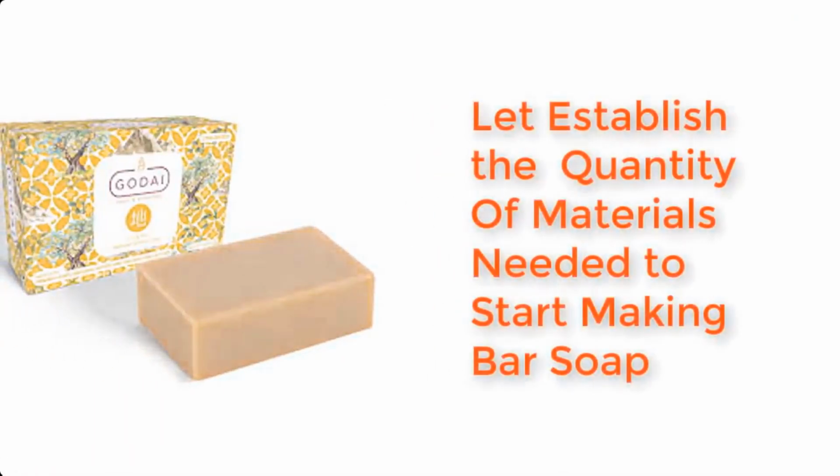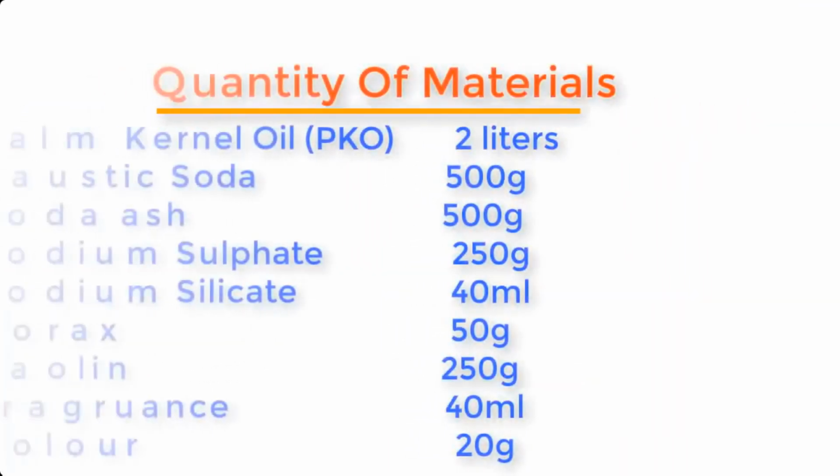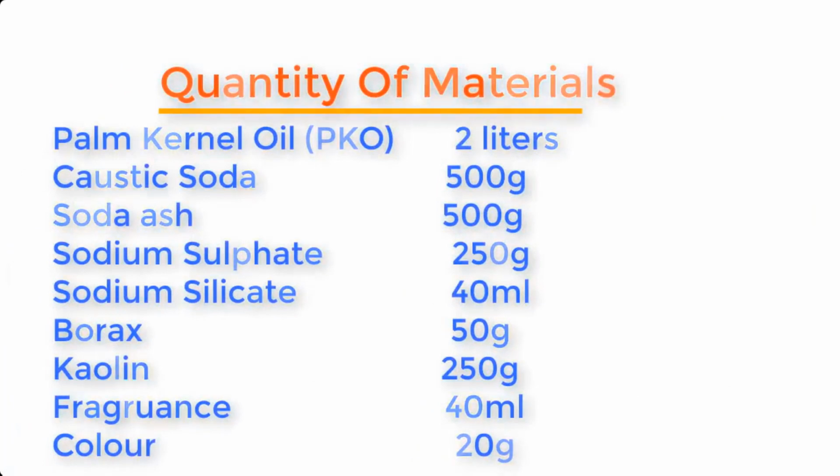Let's at this juncture establish the quantity of materials needed to be able to start a production. Palm kernel oil, also known as PKO, 2 liters. Caustic soda, 500 gram. Soda ash, 500 gram. Sodium sulfate, 250 gram. Sodium silicate, 40 ml. Borax, 50 gram. Kaolin, 250 gram.